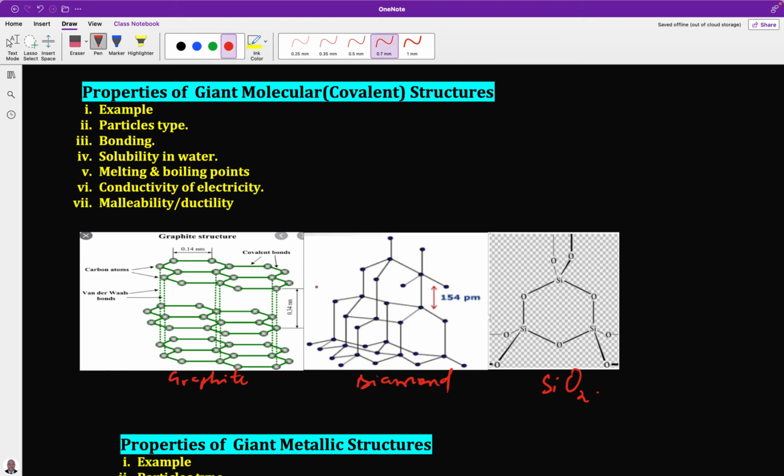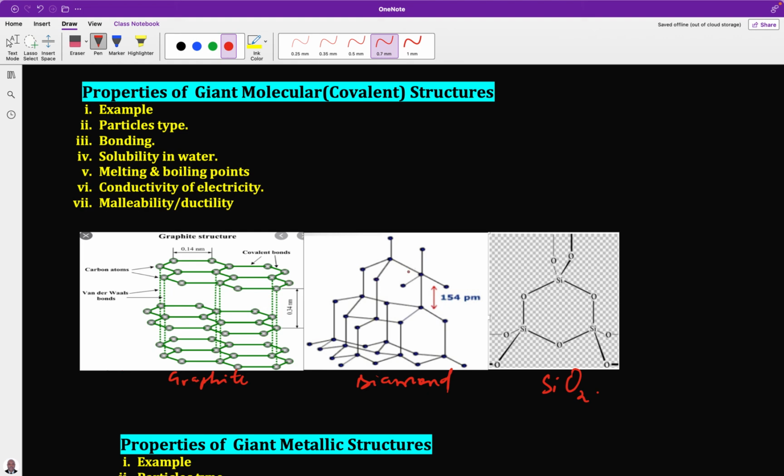From their structures, you will see them very well. You see the layers in graphite. In graphite, each carbon is bonded to 3 others, and one electron is delocalized, which makes graphite a good conductor of electricity. But in diamond, the carbon atom is bonded to 4 different atoms. We have 1, 2, 3, 4.